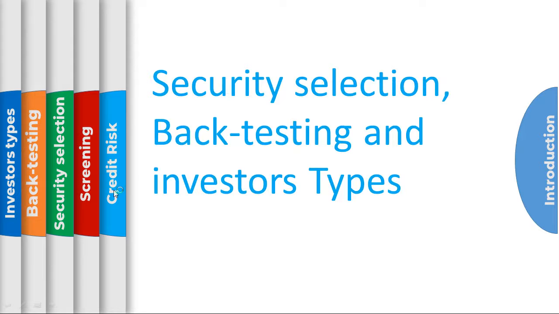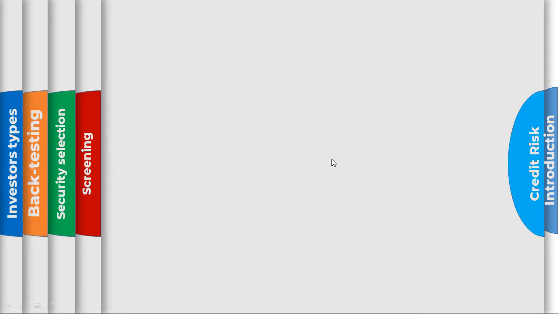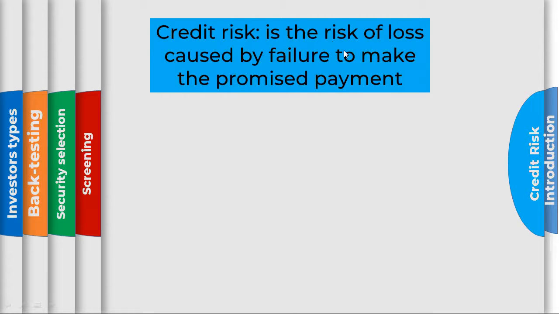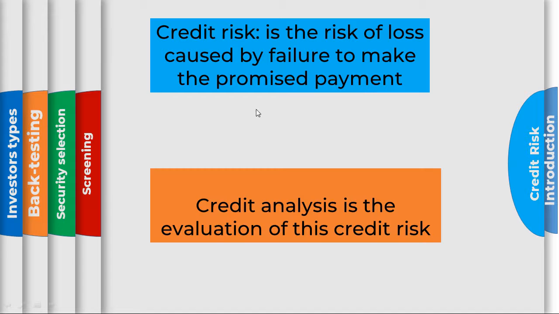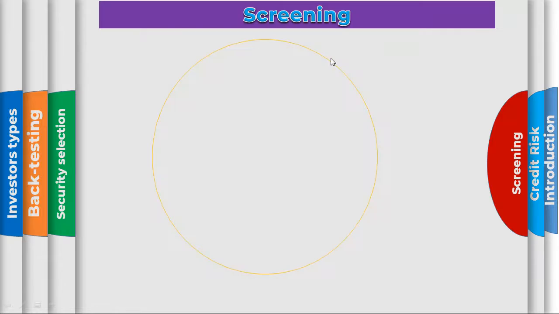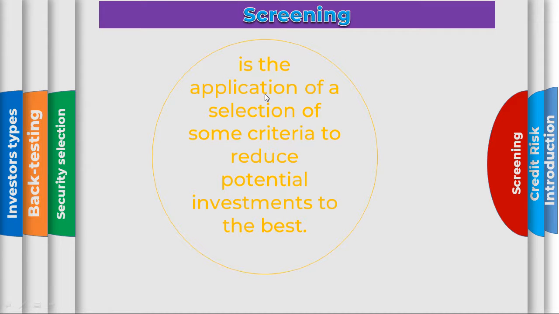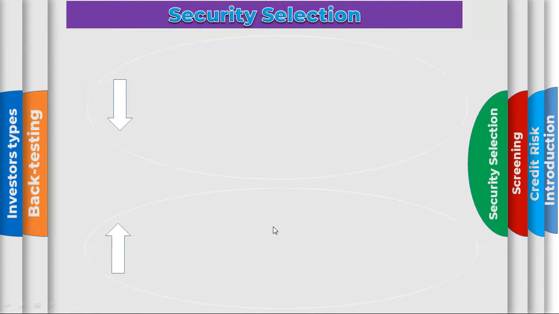Introduction. We will study about credit risk, security selection, backtesting, and investor types. Credit risk is the risk of loss caused by failure to make the promised payment, and credit analysis is the evaluation of this credit risk. Screening is the application of a selection of some criteria to reduce potential investments to only the best.